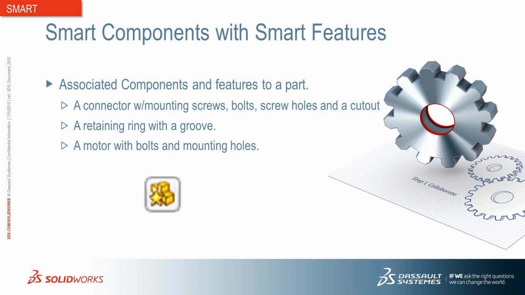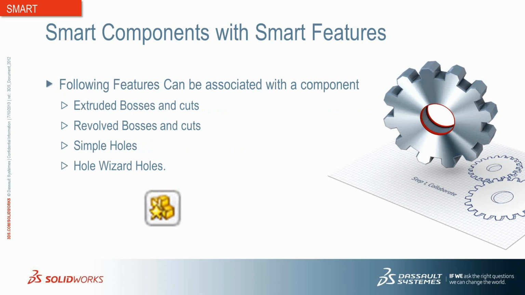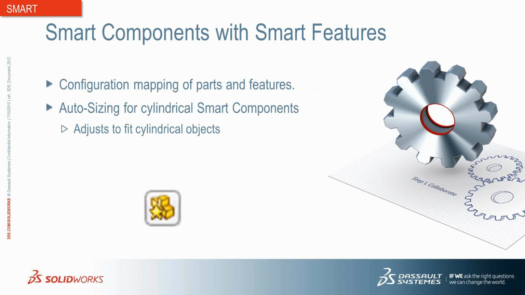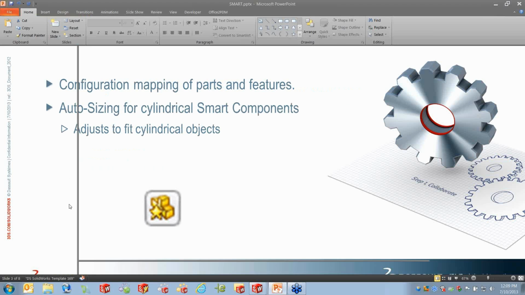The same thing with retaining rings. Retaining rings always have the grooves, right, most of the time. So, why not group those together? Or if you use a certain motor that always has bolts and mounting holes, how can I utilize that? Now, there are limitations to what can be associated to a component, and all this comes directly out of the help file. But if I create a component, I can associate bosses, cuts for both extrudes and revolves, simple holes and Hole Wizard holes to the actual components themselves. So let's take a look at Smart Components, and then we'll come back to these two notes here.